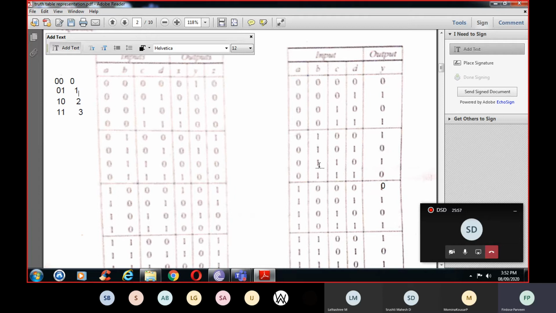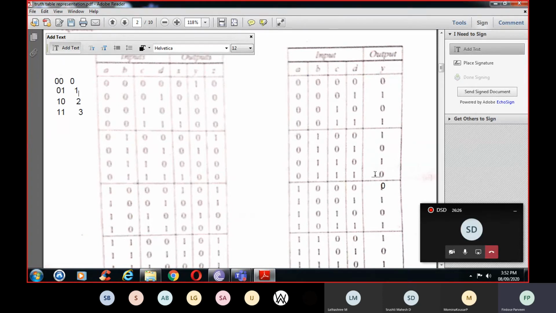Here 0, 1 is 1, and 1, 0 means 2. So 1 plus 2, what is it? 3. 3 is an odd number. So when it is an odd number, what happens? An output is generated, so here you will be writing 1. Understood? Now 0, 1 means 1 and 1, 1 means 3. So 1 plus 3 is what? It is 4. 4 is an even number. When it is an even number, no output is generated.